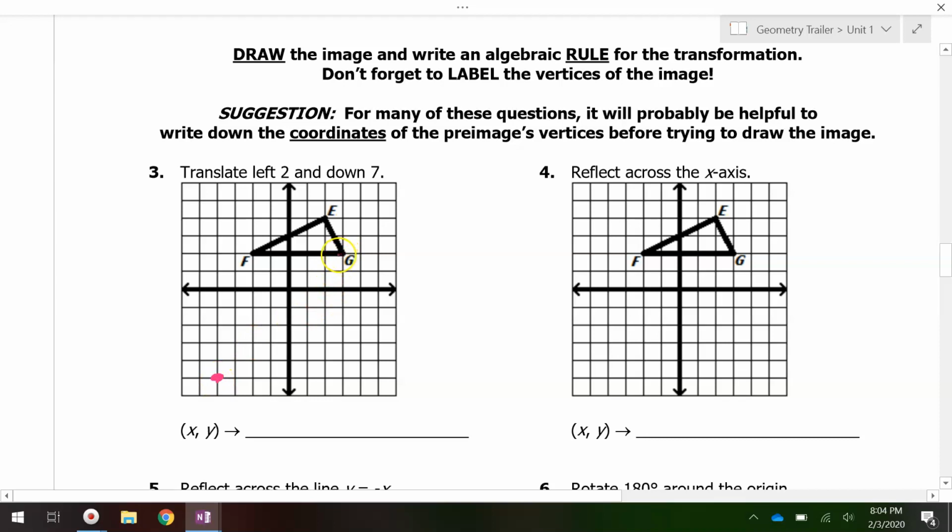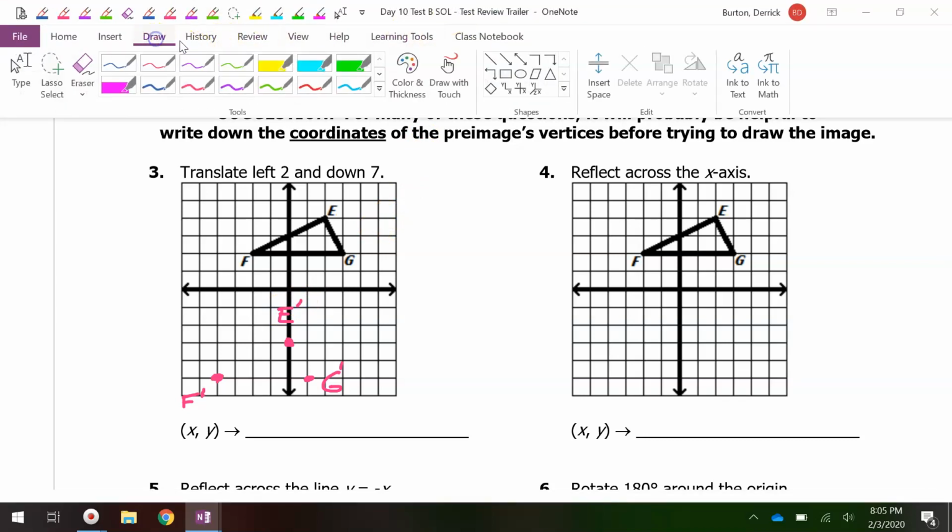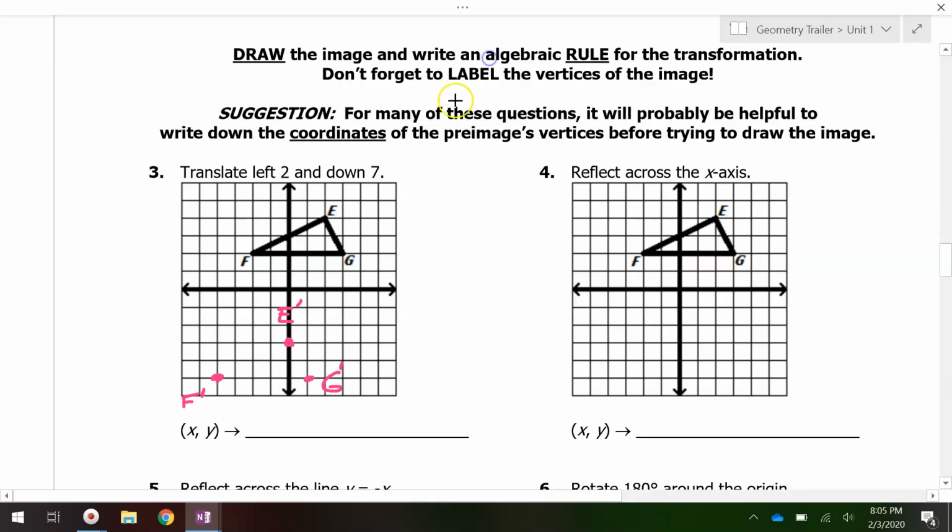All right, I'll do the same thing with G. Left 2, down 7. Same thing with E. Left 2, and that's down 4, 5, 6, 7. So this will be F prime and G prime and E prime. I'm just going to connect these dots real quick. Please stand by. Ooh, that's a white line. That's not what I wanted.